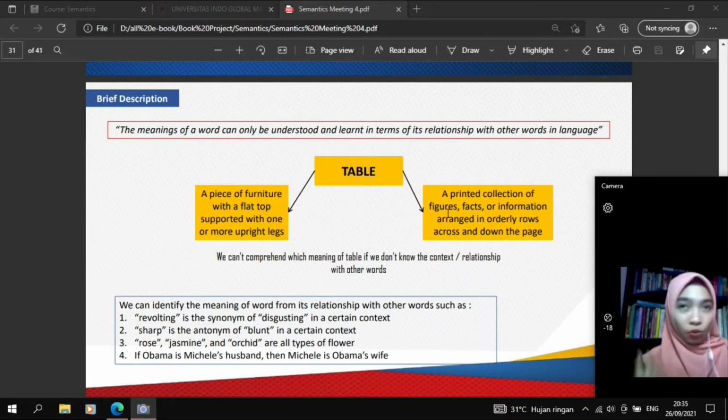But if we are discussing your thesis, your paper, and we are in a classroom and I say table, maybe the meaning changes, because the table that I'm talking about is a printed collection of figures, facts, or information arranged in orderly rows across and down the page. You know, table 1, table 2, table 3. Yeah, so that's a very different table. Table in Microsoft Word and table in Ace department store is of course different.